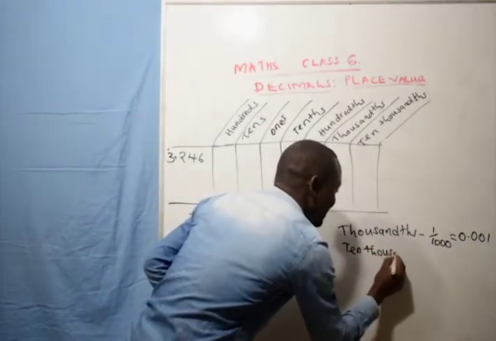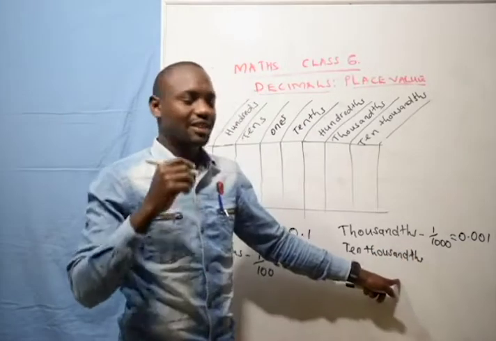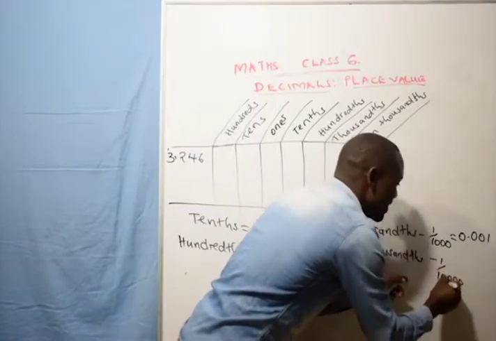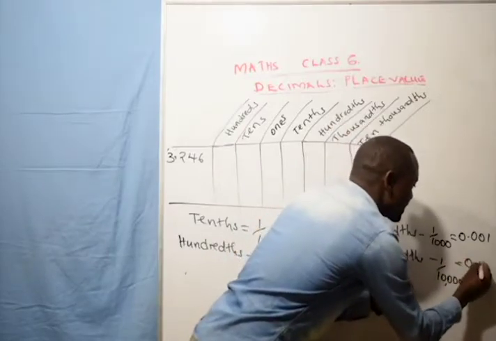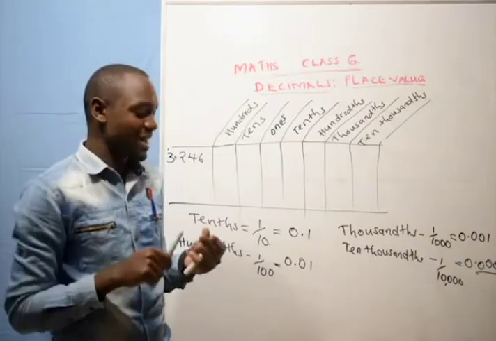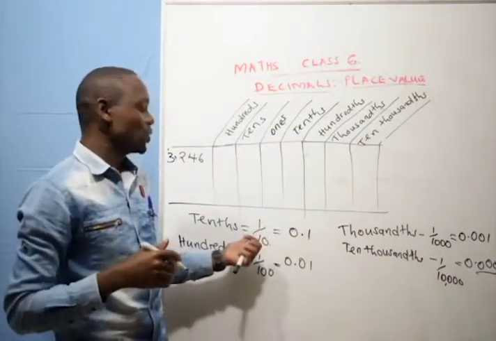Then, as we proceed, we have ten-thousandths. That means it is 1/10,000, meaning it is the fourth digit from the decimal point, 0.0001. The fourth digit from the decimal point. So, as we look at place value, that is what we are going to look at.